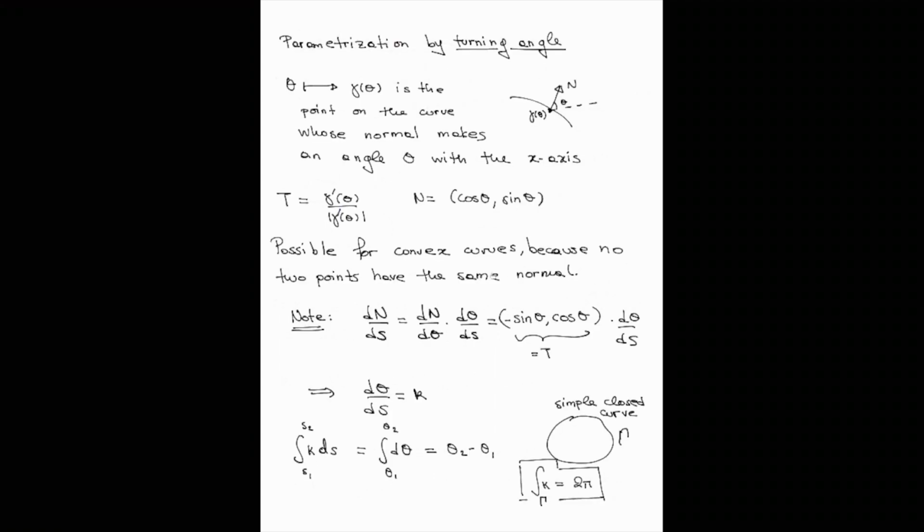This is actually called parameterization by turning angle. And let me repeat, in this parameterization, theta gives me a point gamma theta, which is such that the normal there makes an angle theta with the x-axis. So I go to the point gamma theta, this is the normal, this is the x-axis, and the angle between them is theta. This is not parameterization by arc length. So when I compute the tangent vector, to make it unit, I need to divide by the length of gamma prime theta, because it's not necessarily 1. However, the parameterization is nice because no matter what, we know the normal is cosine theta, sine theta.